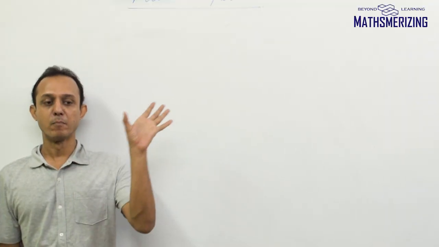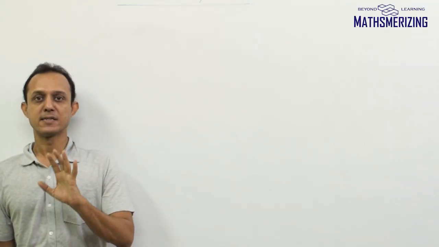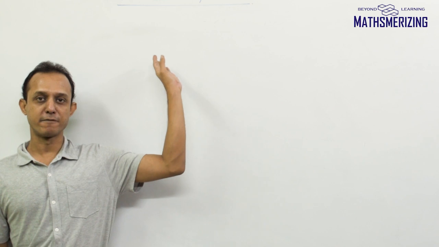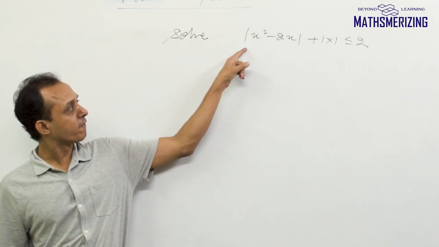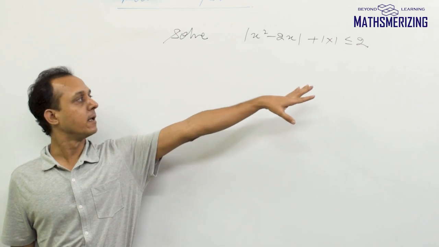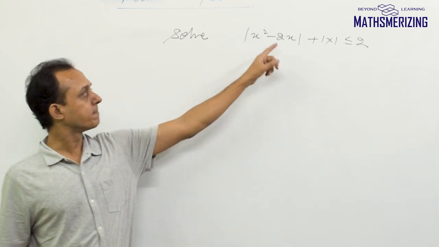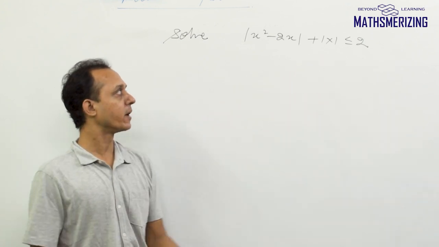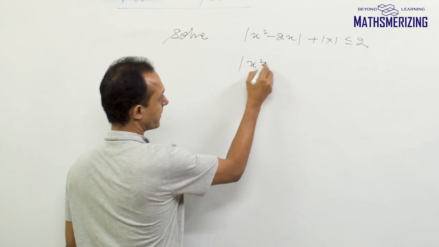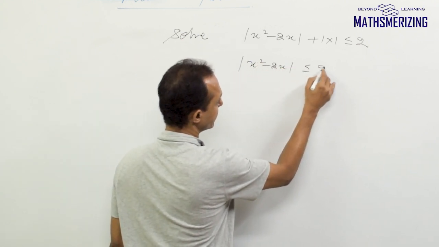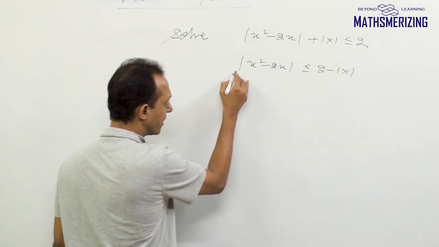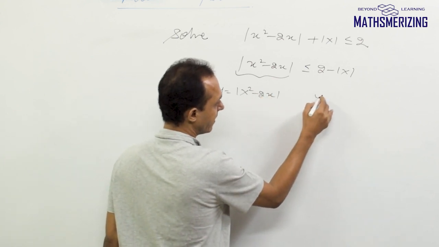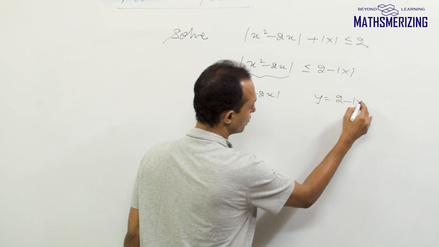Now, another important fundamental in modulus function is the use of graphs. We can extensively use graphs to solve equations, to solve inequalities, and to find the nature of functions. So I need to solve this inequality, which is mod of x square minus 2x plus mod x is less than or equal to 2. One way of doing it is by taking separate intervals and then solving it. Another way of solving it can be using graphs. So I can write this as mod of x square minus 2x is less than or equal to 2 minus mod x. So what I'll do is draw the graph of y equals mod of x square minus 2x, and I'll also draw the graph of y equals 2 minus mod x.